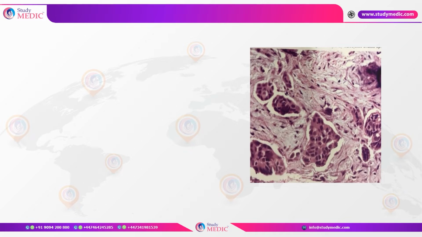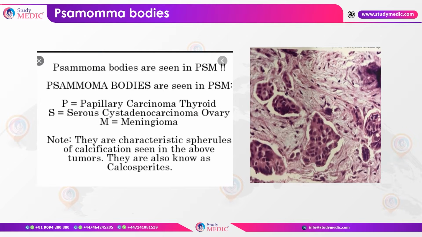What is this? Well, these are Psammoma bodies. Where do you find Psammoma bodies? They are seen in PSM, not the subject PSM. So P stands for papillary carcinoma of the thyroid, S is serous pseudocystadenocarcinoma of the ovary, and M is meningioma. Remember, Psammoma bodies are made of calcium and they are characteristic spherules seen in the above tumors. Okay, so because they are made of calcium, they are also called calcospherites.